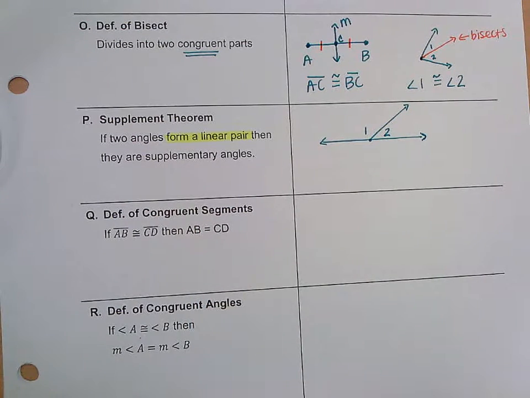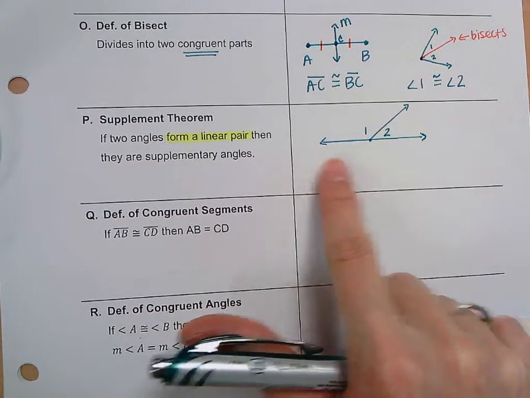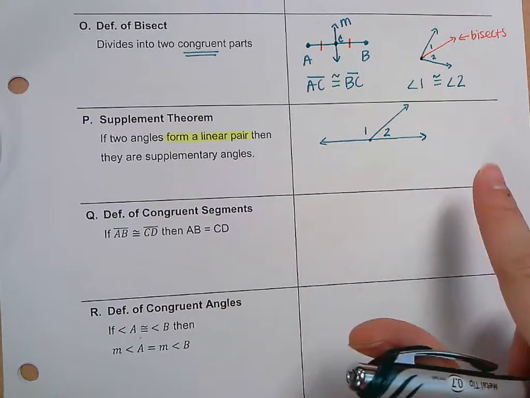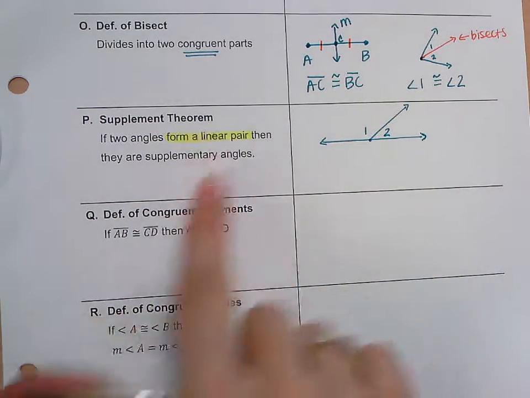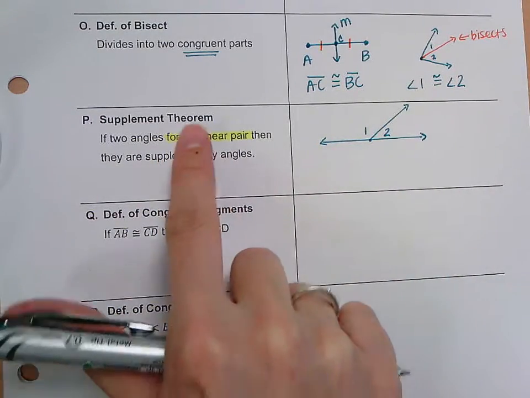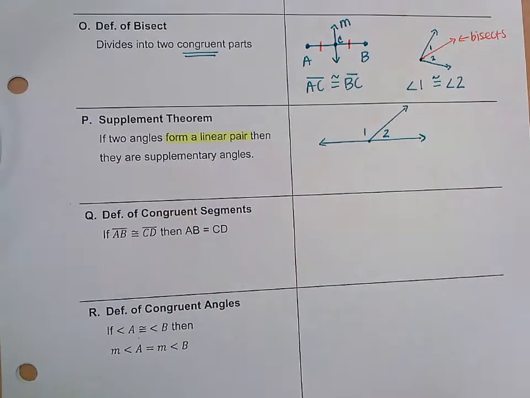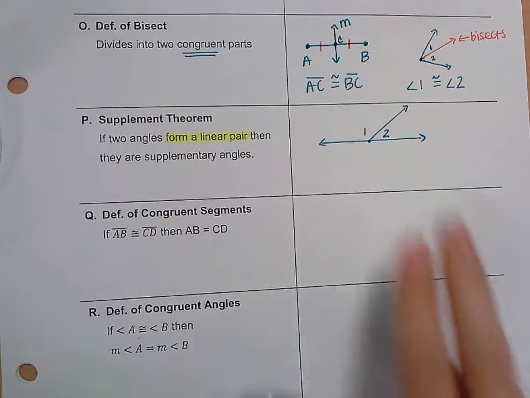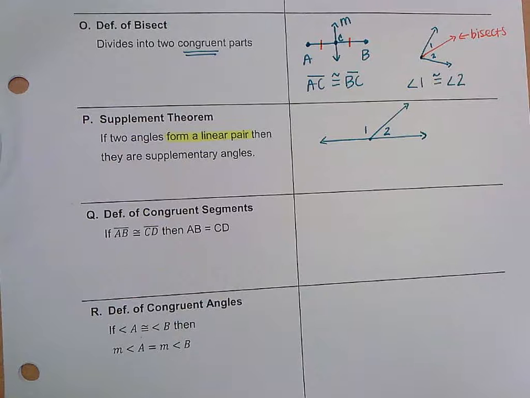What does it mean to be supplementary? Yep, they add to 180. And we had talked about how the angle of a straight line is 180 degrees. So that should all make sense, hopefully. But the key for the supplement theorem is the two angles that add to 180 have to form a linear pair. They can't just be two random angles that add to 180.